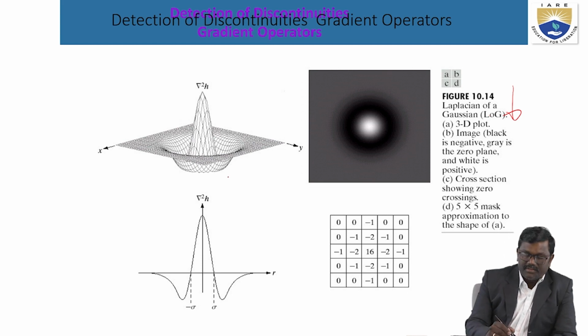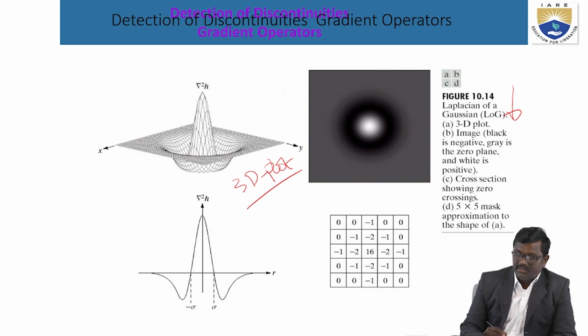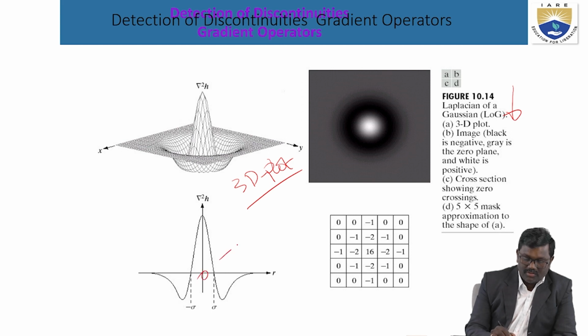in a 3D plot it can look like this one. And the cross section showing zero cross section here. This is the zero cross section.